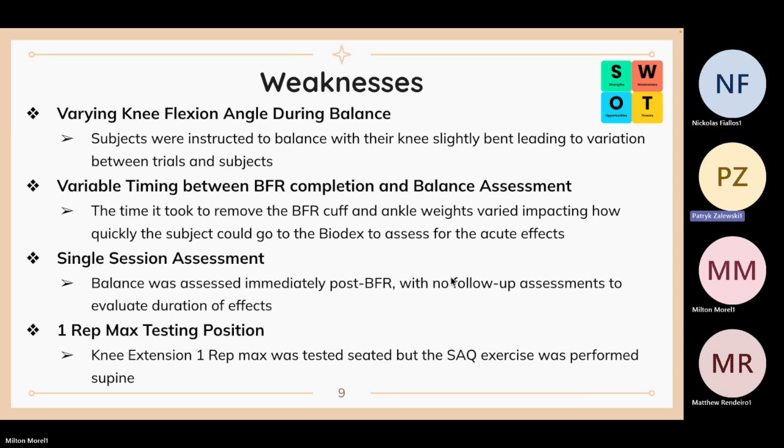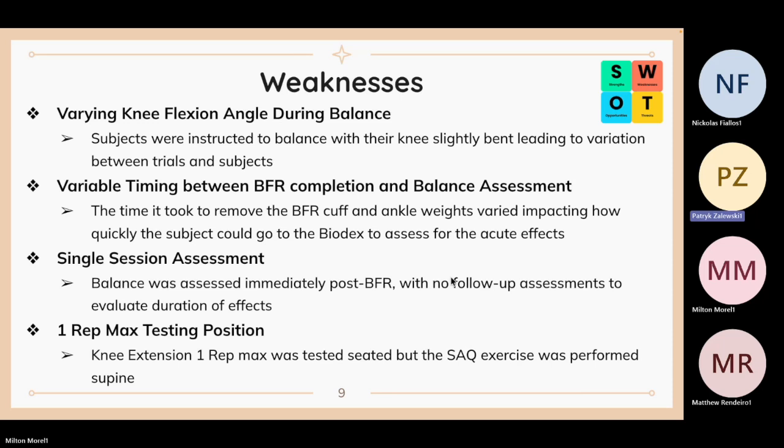Moving on to the weaknesses of our project. So when subjects were completing the balance portion, they sometimes completed it at varying knee flexion angles. So they were instructed to balance with their knees slightly bent. However, we did not measure the knee bend for each subject in each trial. So there was a little bit of variation in between trials for each individual subject, and then variation between the subjects as well.